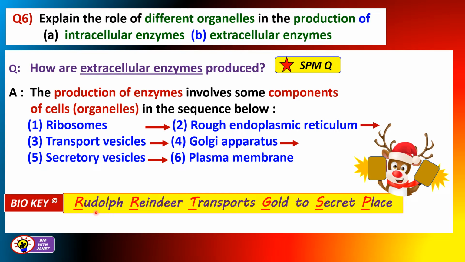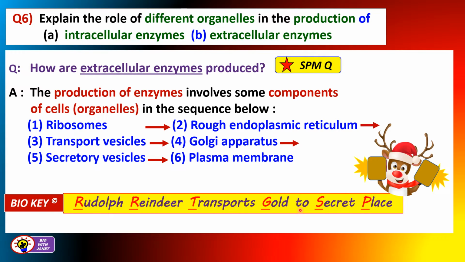So we have a biokey here. Rudolph reindeer transports gold to secret place. This is the memory aid to remember all the organelles here. Now, the first R is for ribosomes, okay, Rudolph. Then the second R, reindeer, is for rough endoplasmic reticulum. Then we have T for transport vesicles. And then the G, gold, is for Golgi apparatus.